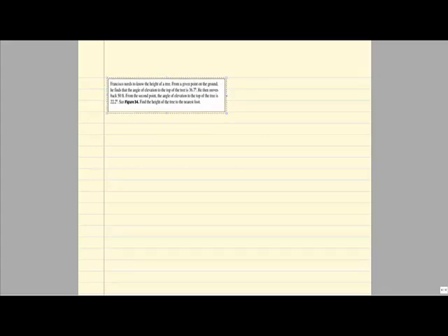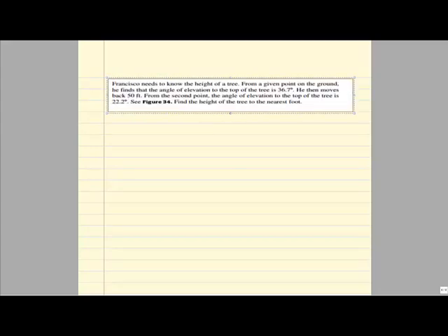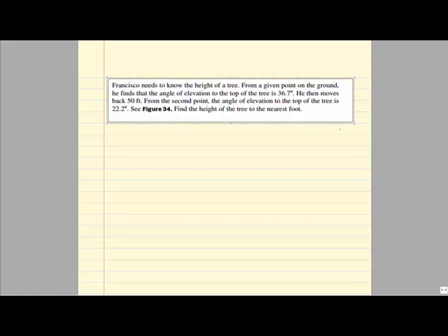Now this one, they say see the figure, but I'm not going to paste the figure in. We're going to draw our own, because I think that that's a good thing to learn to do. So Francisco needs to know the height of a tree from a given point on the ground. So he finds that the angle of elevation to the top of the tree is 36.7 degrees. Okay, so here we are. Here's some tree. We have to get a tree in here.